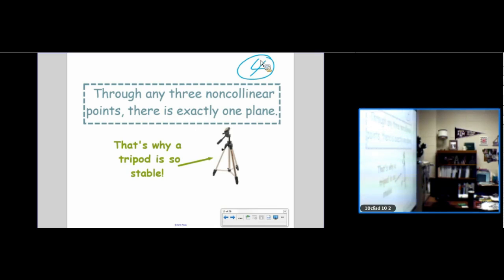It takes 2 points to make a line, and it takes 3 points to make a plane. And why is that word non-collinear there? Because if you put them in a row, if you line them up, it doesn't work. Look at you. Good job.